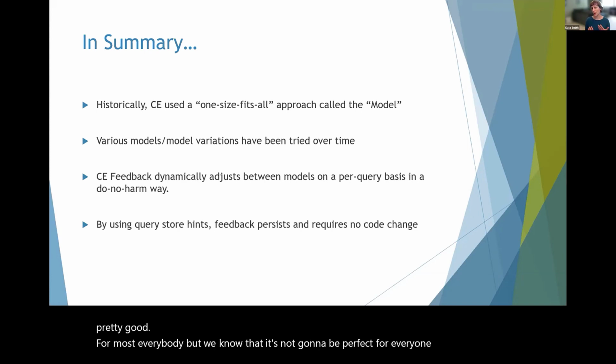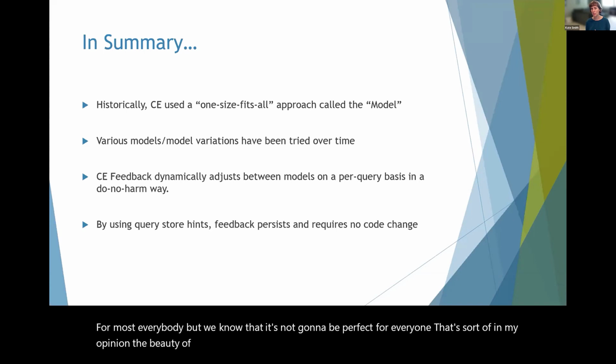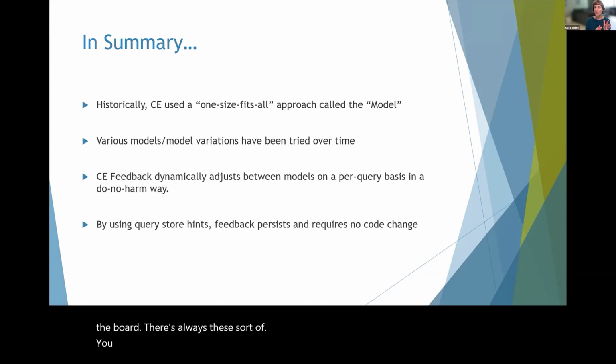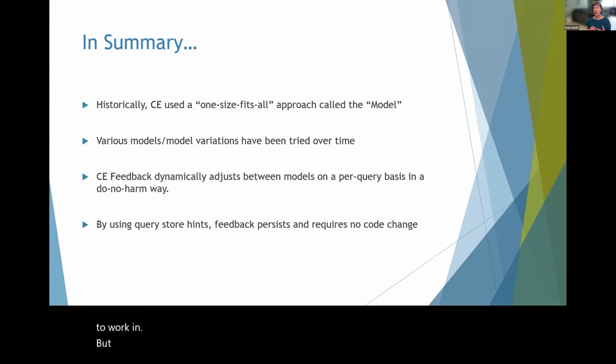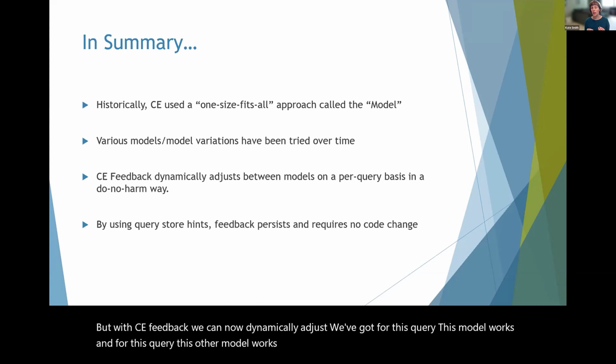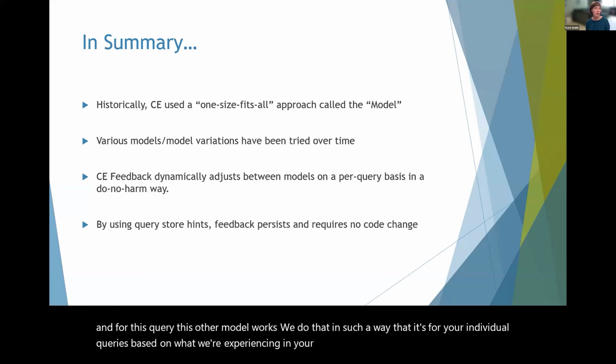That's sort of, in my opinion, the beauty of working in the query optimizer, because you almost never win across the board. You make incremental improvement in one area and you try not to do too much harm in the other area, and you've got to find that right balance. And that makes it an interesting problem space to work in. But with CE feedback, we can now dynamically adjust. For this query, this model works well, and for this query, this other model works well. We do that in such a way that it's for your individual queries based on what we're experiencing in your workload. And we do it in a do no harm way.